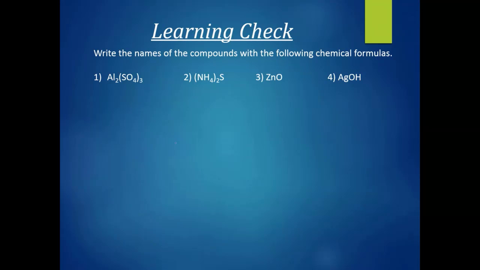What is the name for this first one? Aluminum sulfate. Aluminum sulfate, absolutely. No Roman numeral necessary. Very good. What about the next one? Ammonium sulfide. Ammonium sulfide. Excellent. Absolutely, ammonium sulfide. All right, and ZnO? Zinc oxide. Yeah, zinc oxide. Very good.